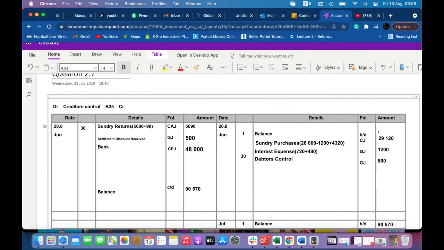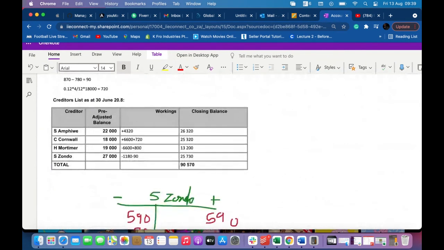Sir, sorry for interrupting. For the creditors list total, I got a different amount. Oh, really? When you're adding up our figures, were your figures different from ours? Oh, okay, I see my problem. Sorry. No problem.